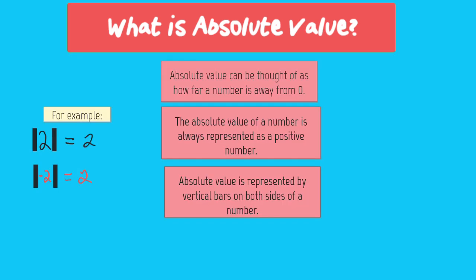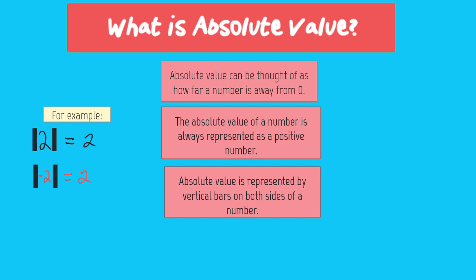So to recap, what is absolute value? Absolute value can be thought of as how far a number is away from 0. The absolute value of a number is always represented as a positive number. And absolute value is represented by vertical bars on both sides of a number.